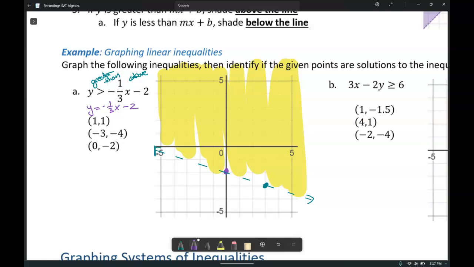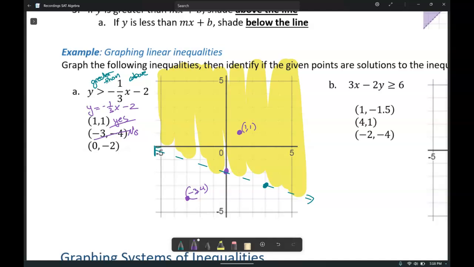So the point 1, 1, we go right 1, up 1, there's the point 1, 1. It's in our shaded region, so that means yes, it is a solution. The point negative 3, negative 4: down 1, 2, 3, 4, and left 1, 2, 3. It is outside of our shaded region, so no, it is not a solution.